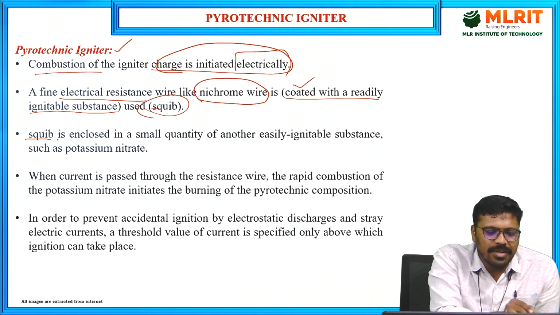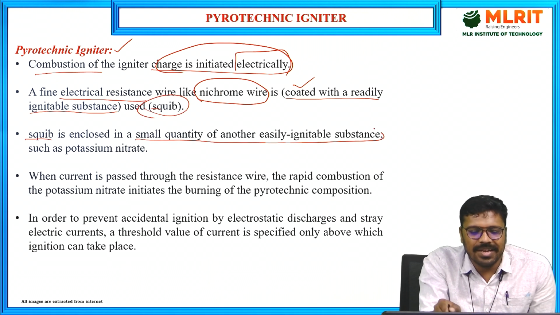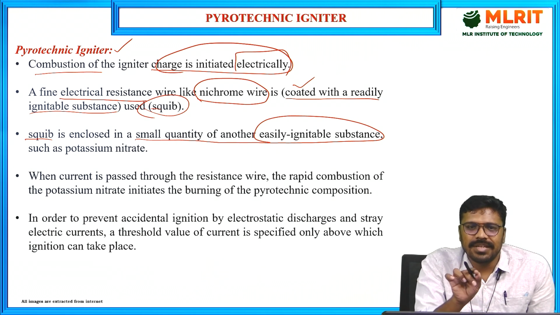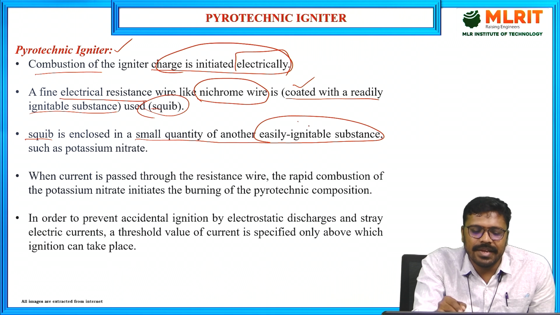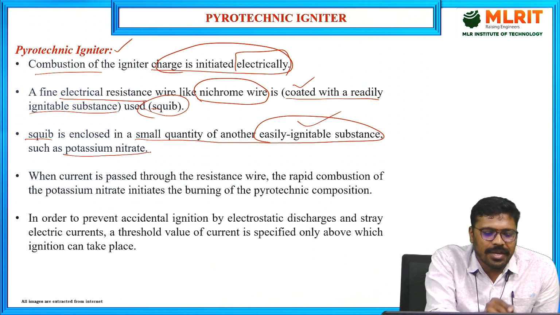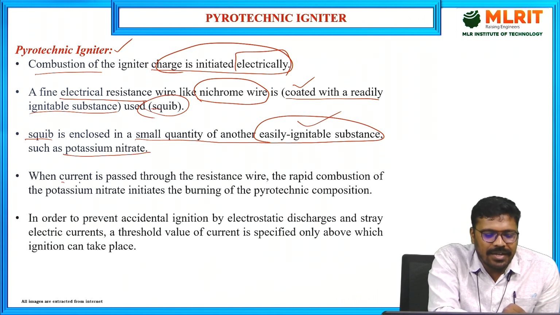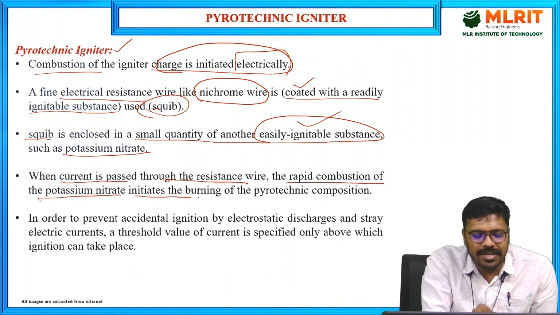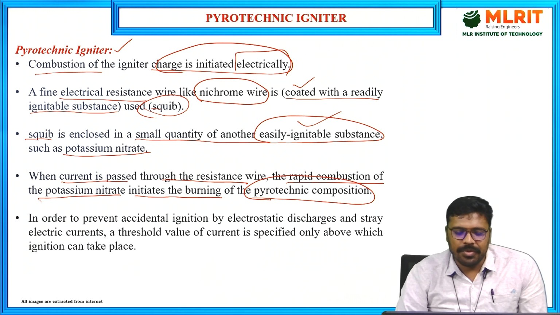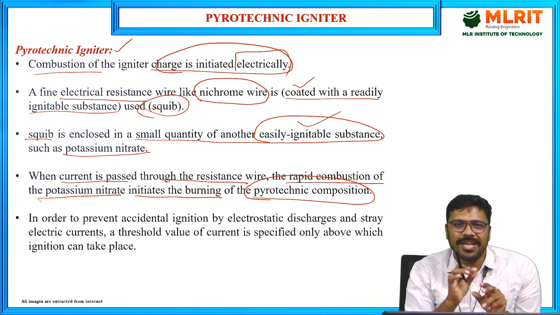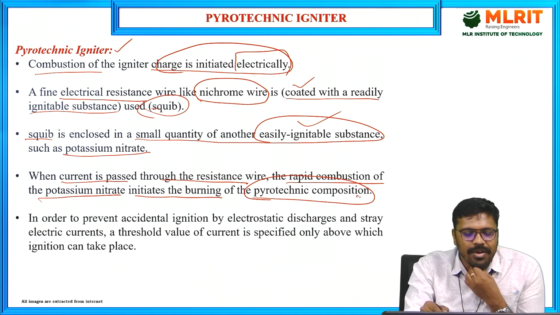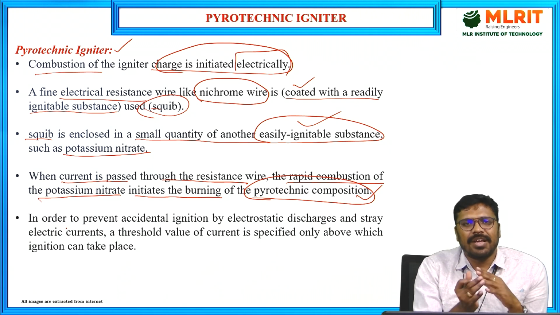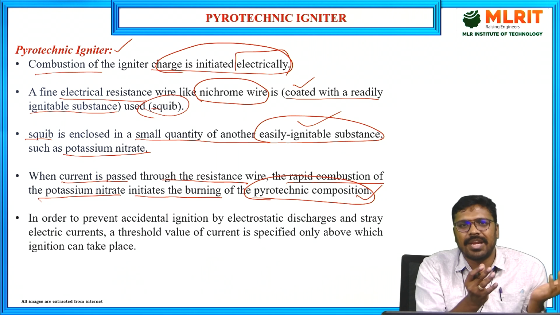This squib is enclosed in a small quantity of another ignitable substance, such as potassium nitrate. When current is passed through this resistance wire, the rapid combustion of the potassium nitrate initiates the burning of the pyrotechnic composition. The propellant mixture we place in the igniter is what we call the pyrotechnic composition.